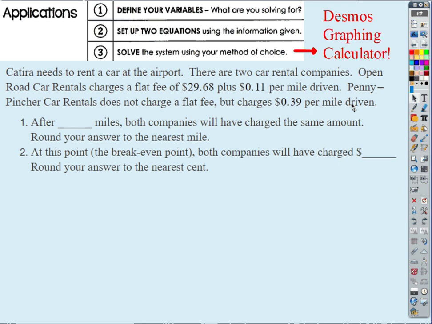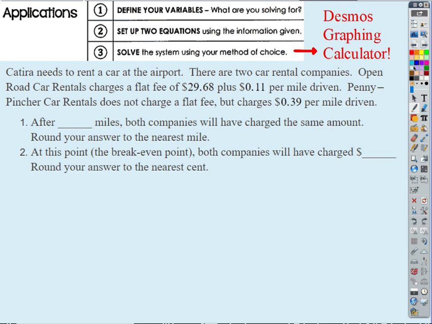So first of all, what are my variables going to be? I got to look for what's being asked, right? What are the unknowns? What are we trying to find? Miles driven, okay, right? So there's one of them. What's the other one? Okay, cost maybe, total cost, right? So then let's set those up as our variables.